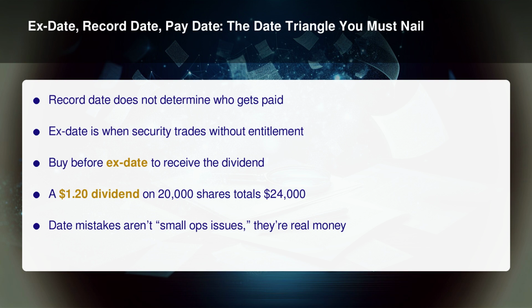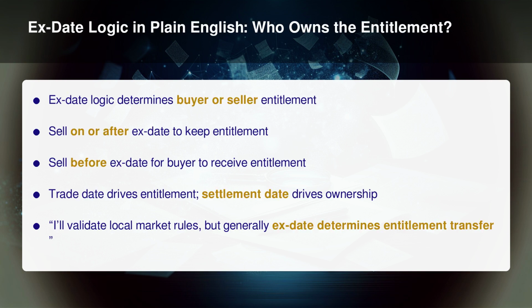For example, if X-date is March 10th and you buy on March 10th, you typically do not get the dividend. You needed to buy before X-date. To put this in perspective, a $1.20 dividend on 20,000 shares is $24,000. Date mistakes aren't small ops issues. They're real money. X-date logic answers one question: does the buyer or seller receive the entitlement?